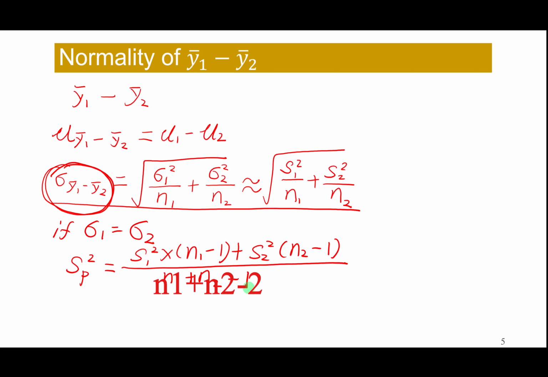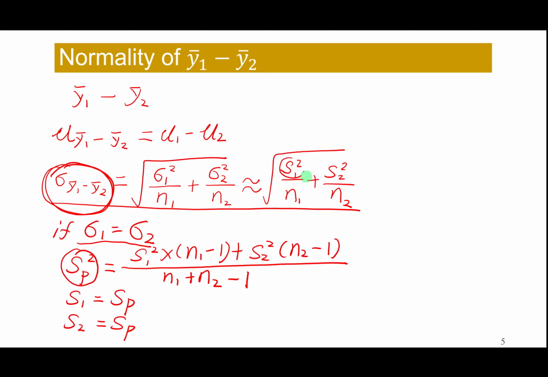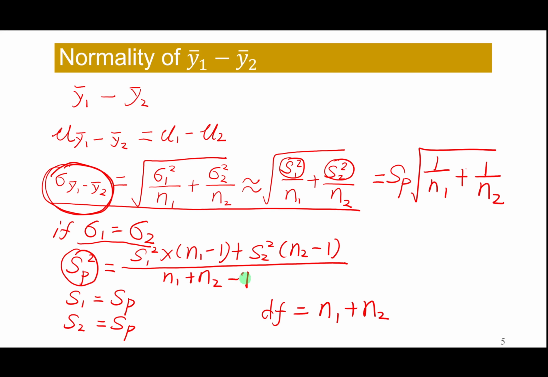minus 1. So if sigma 1 equals sigma 2, we say SP is a good estimate for S1, and the same, we use it as a good estimate for S2. We can substitute this value to here and here, then this equals SP times the square root of 1 divided by N1 plus 1 divided by N2. Sorry, here should be minus 2. And in this problem, the degree of freedom equals N1 plus N2 minus 2.